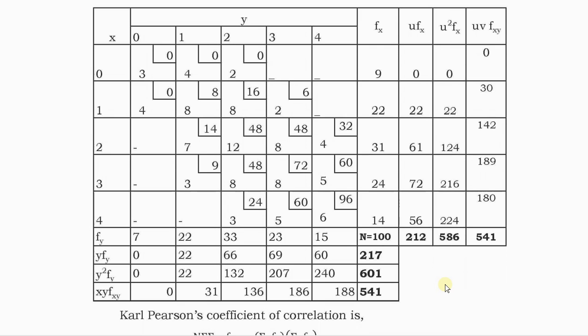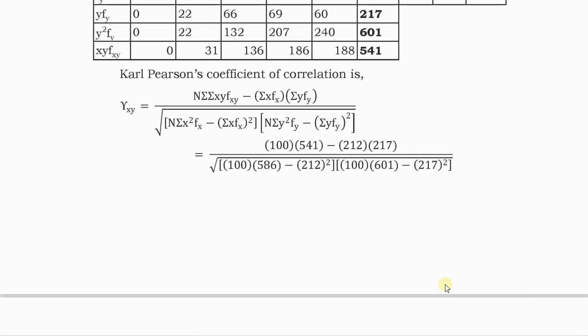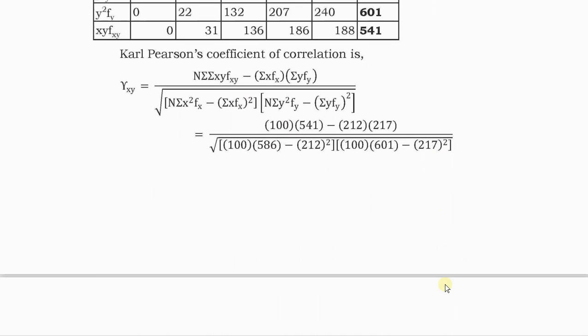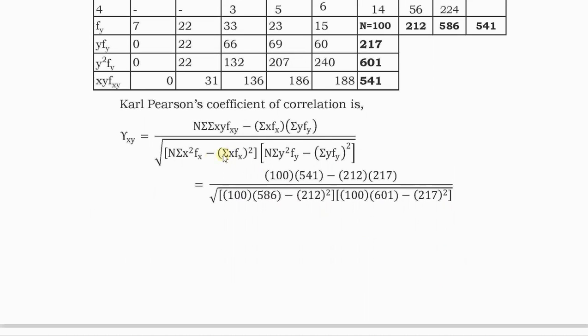Okay. Now this is just half of the problem. Now we come to the calculations part. So Karl Pearson's correlation coefficient is equal to n into summation of x into y into fxy minus summation of x into fx into summation of y into fy, divided by root of n into summation of x square fx minus summation of x fx whole square, into n into summation of y square into fy minus summation of y fy whole square. So substitute all the values here.